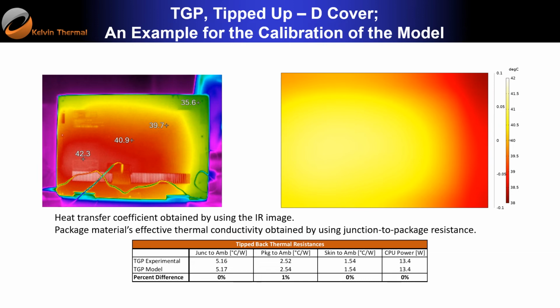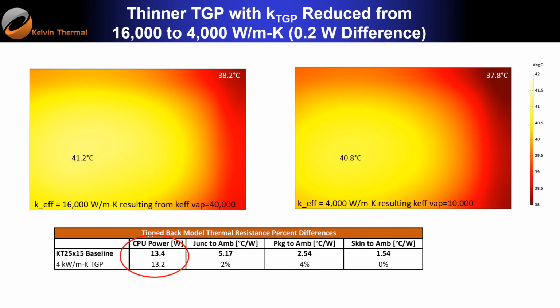We also use experimental data to calibrate our model. Ryan is going to talk about this. Once calibrated, you find the model and the experiment match very well. And then once we have a model, I model this TGP we developed. The effective thermal conductivity is pretty good, 16,000.